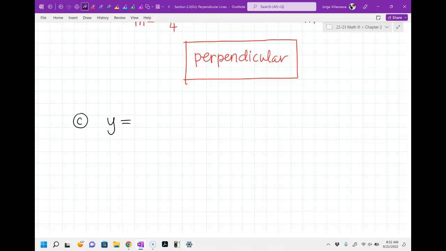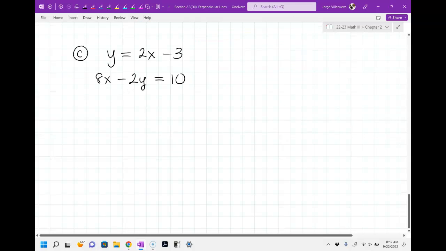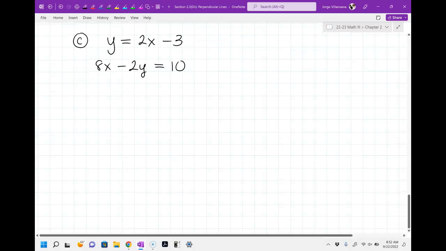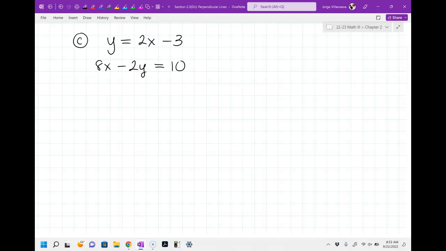So let's say you have y equal to 2x minus 3, and we'll have 8x minus 2y equals to 10. So again, we're still checking parallel, perpendicular, or neither. Okay? So my first equation, y equals 2x minus 3, is already solved. So y equals 2x minus 3. I know my slope is 2.